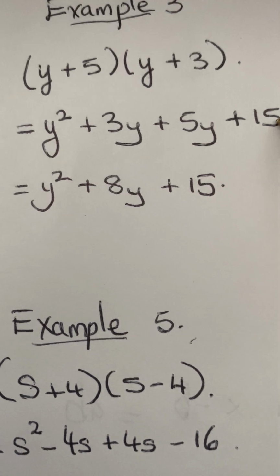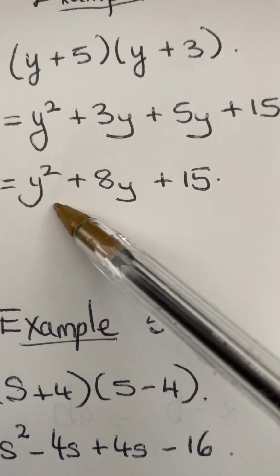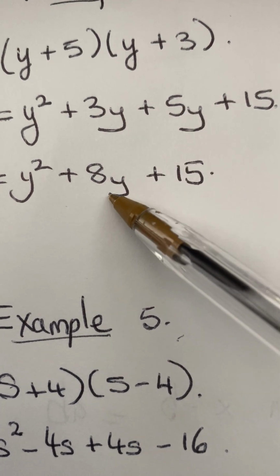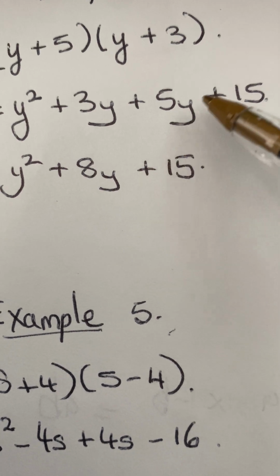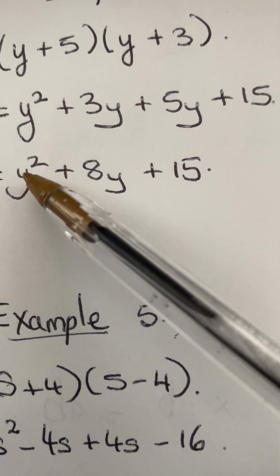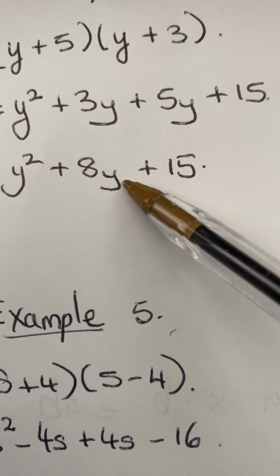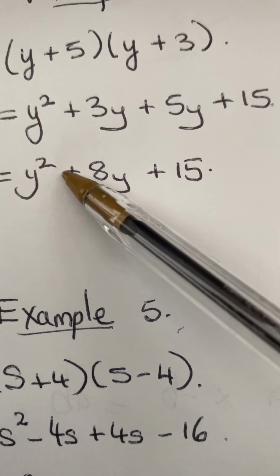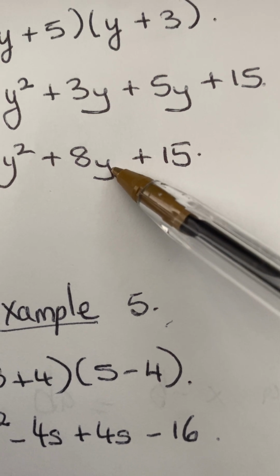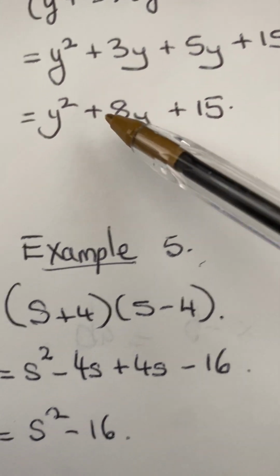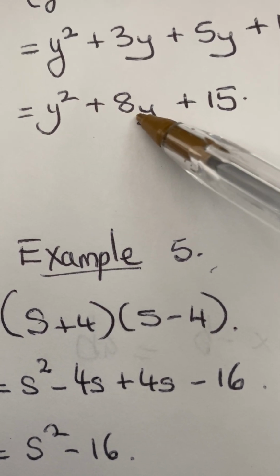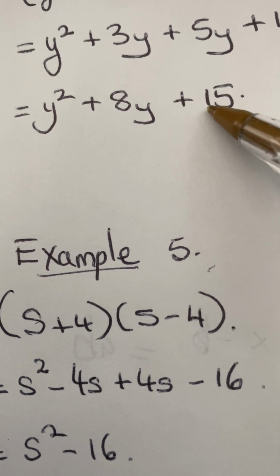So let's simplify. That is y squared, 3y plus 5y is 8y, plus 15. We are not multiplying here, so we can't add y squared to 8y. That's y to the power 2 plus 8y, so we can't add them. So our answer remains y squared, add 8y, add 15.